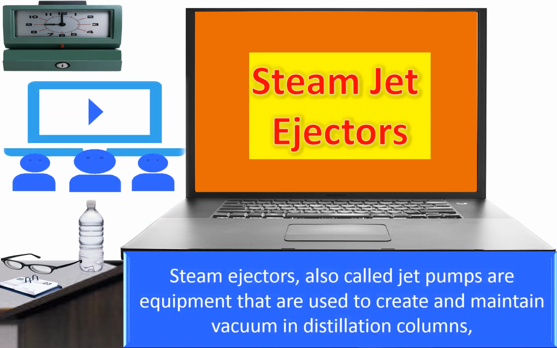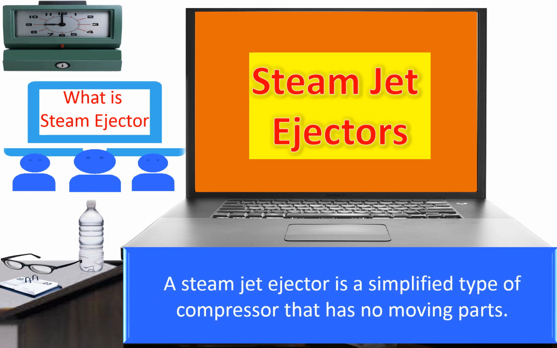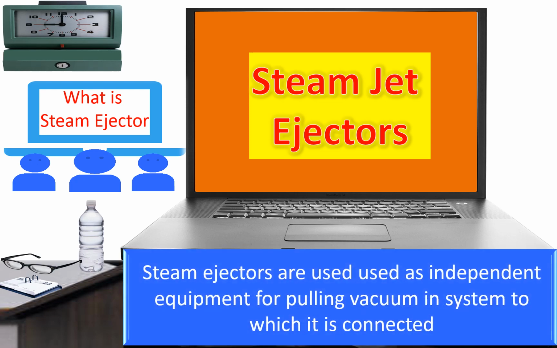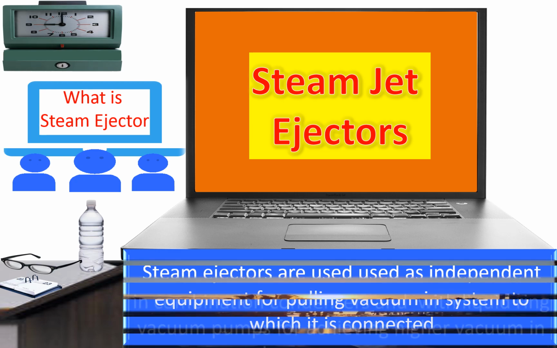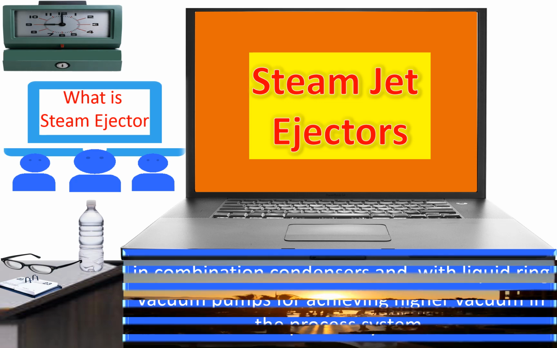Steam ejectors, also called jet pumps, are equipment that are used to create and maintain vacuum in distillation columns, evaporators, dryers, reactors, and other processing units. A steam jet ejector is a simplified type of compressor that has no moving parts. Steam ejectors are used as independent equipment for pulling vacuum in systems to which they are connected, or in combination with condensers and with liquid ring pumps to achieve higher vacuum in the process system.